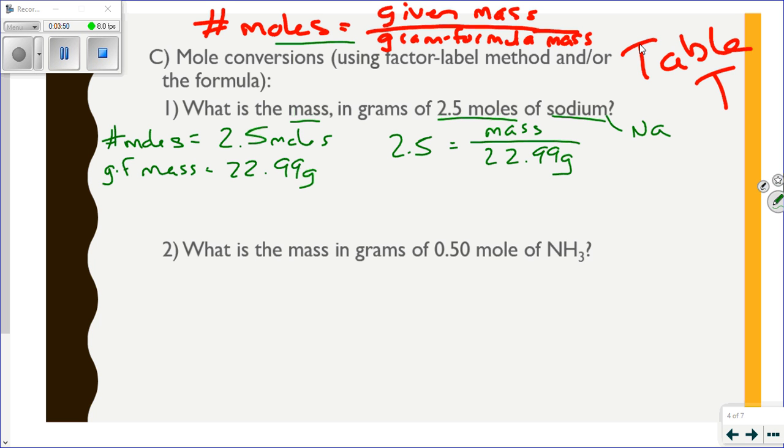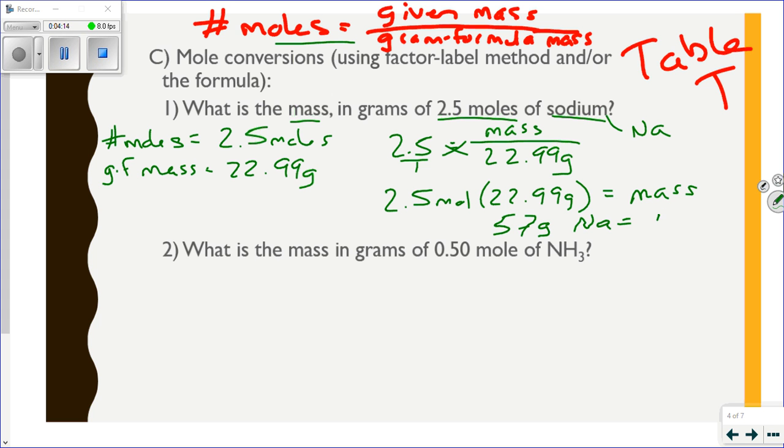Now, you can do a little bit of cross multiplication here if you'd like. Multiply both sides by 22.99. You get 2.5 moles times 22.99 grams. That's going to be equal to the mass. That's what we're looking for. If you put that in your calculator, do a little bit of math, you're going to get 57 grams of sodium is equal to the mass. That's the amount that we have in 2.5 moles of sodium.